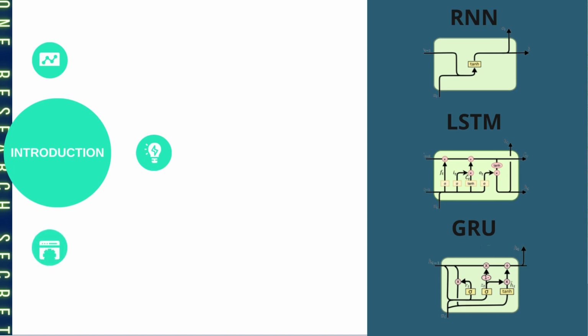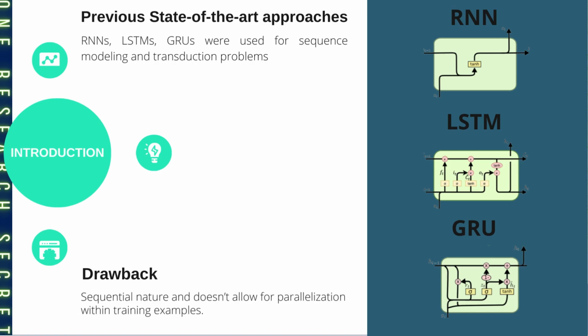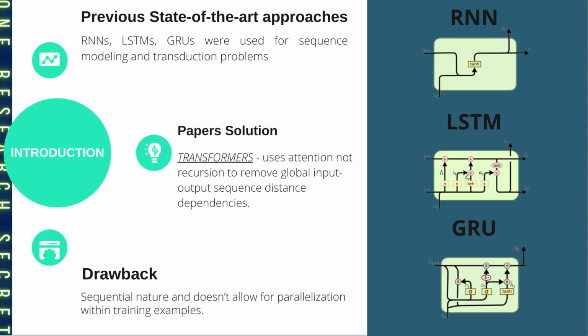Discussing the introduction. We already had state-of-the-art approaches like RNNs, LSTMs, and GRUs, which were used for sequence modeling and transduction problems. The main disadvantage is that these models are sequential in nature and process sentences word by word. Hence, they require a high computation time. This paper's solution is to use transformers. It doesn't employ recursion but uses attention, thus allowing for parallel and faster computation.